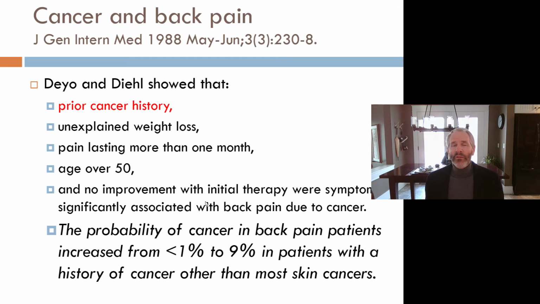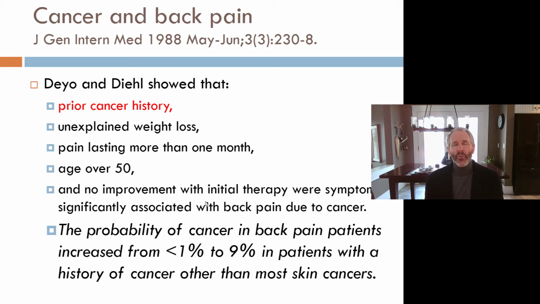Breast cancer for women, prostate cancer for men, lung cancer for both. And a person with previous cancer, their risk for cancer being the cause of their back pain goes up to maybe about 9% at original presentation. Pain that hasn't gotten better, people who are over 50, these are important things for us to consider, and they should be part of the evaluation when you see your clinician.